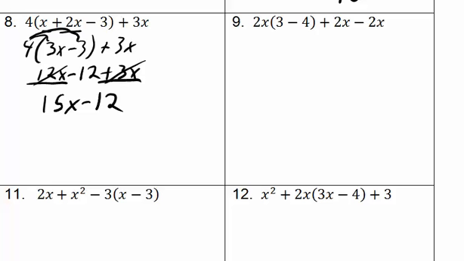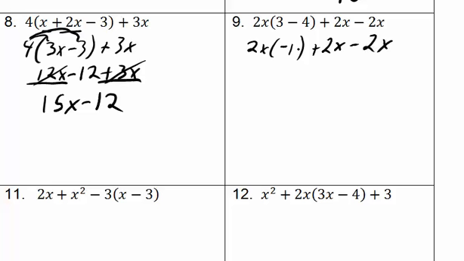All right, so let's take a look at number 9. So there's parentheses, and there is something we can simplify here, so that's good. So we have 3 plus negative 4, or 3 minus 4. So 3 plus negative 4 is negative 1. So we have 2x times negative 1. And we just write everything else down.